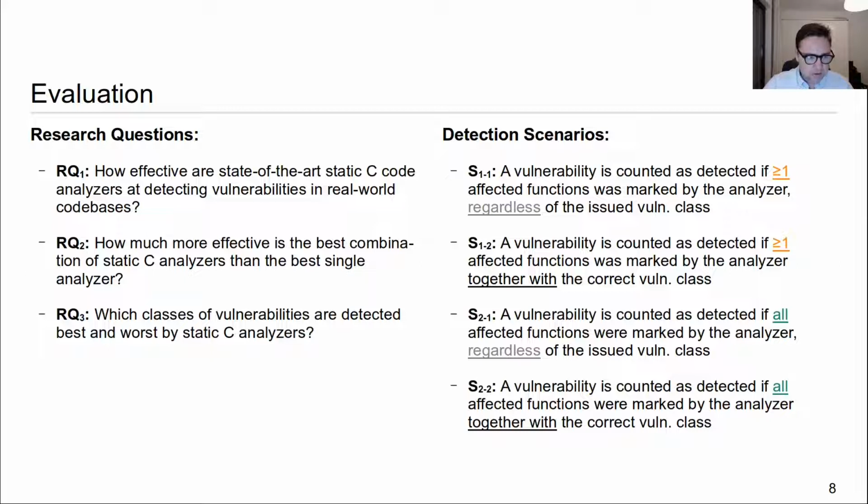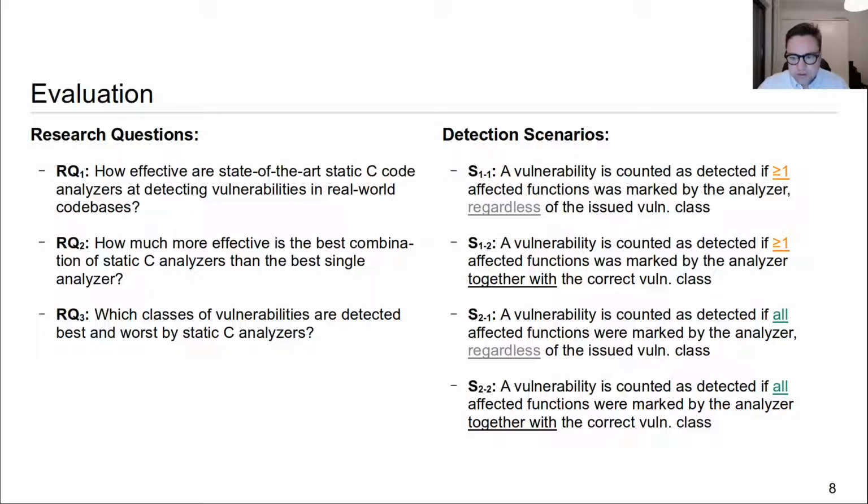All of these 3 research questions we evaluate from different perspectives, from different detection scenarios that you can see here on the right. We have 2 scenarios where we say, okay, a vulnerability is only counted as detected if at least one of the functions that is affected by a vulnerability was marked by the tool. And then we further distinguish between saying, okay, in one scenario we only want the tool to mark the code location, and in the second one we want the tool to mark the code location and also output the right class of vulnerability.